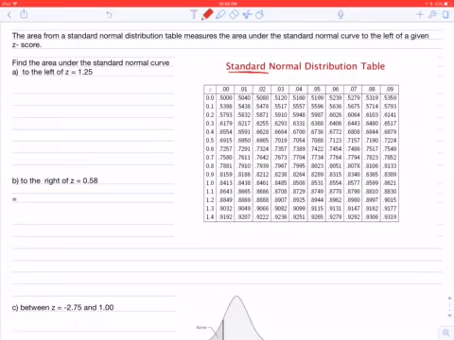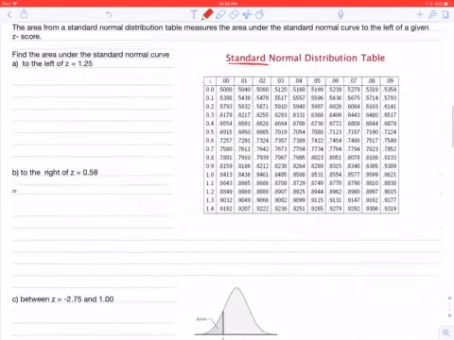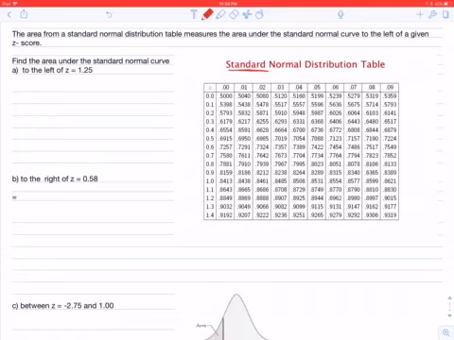Now, our table is in 2 parts. It's for positive Z-scores, and there's one for negative Z-scores. So this table measures the area under the standard normal curve to the left of a given Z-score. So we want to find the area under the standard normal curve to the left of a Z-score of 1.25.